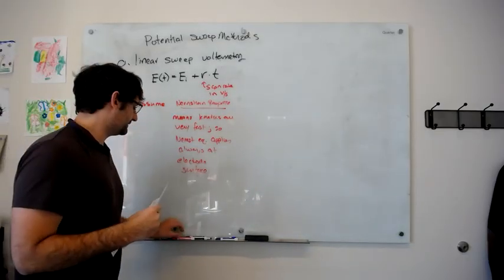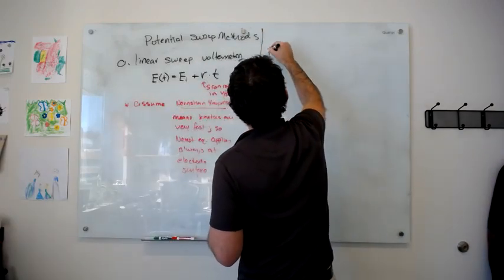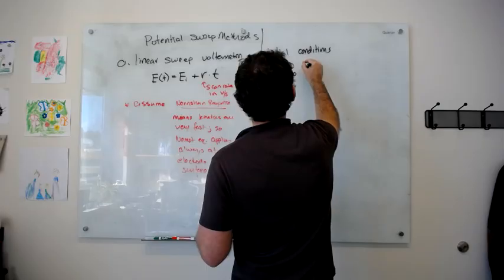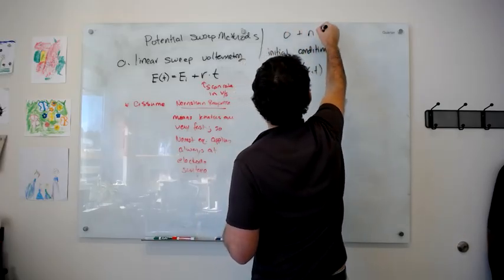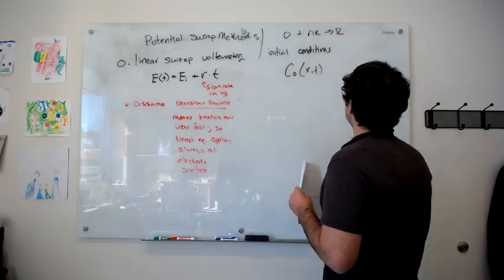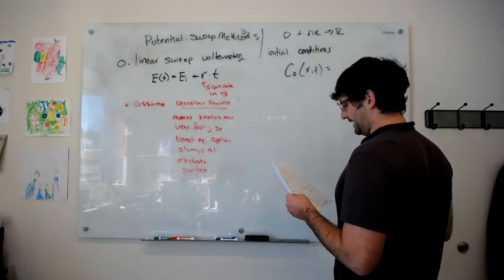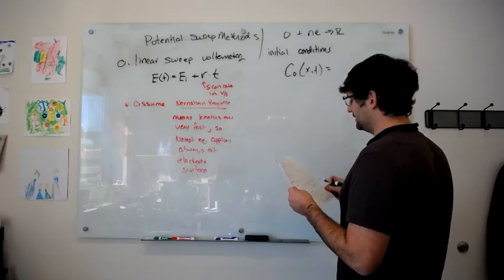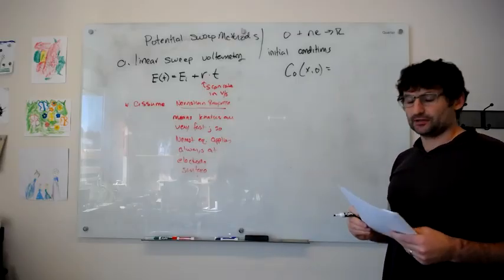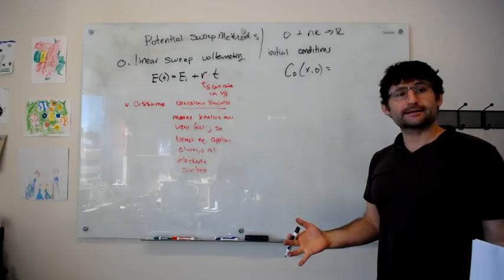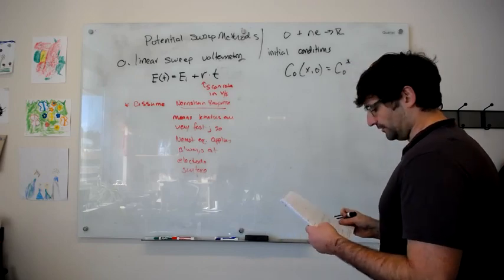Now, we can define some initial conditions similarly to what we did before. We're going to assume O plus n electrons goes to R. That's the reaction we're interested in. C_O of x at time 0, the concentration of O for all x at time equals 0, is just equal to C_O star, like before.